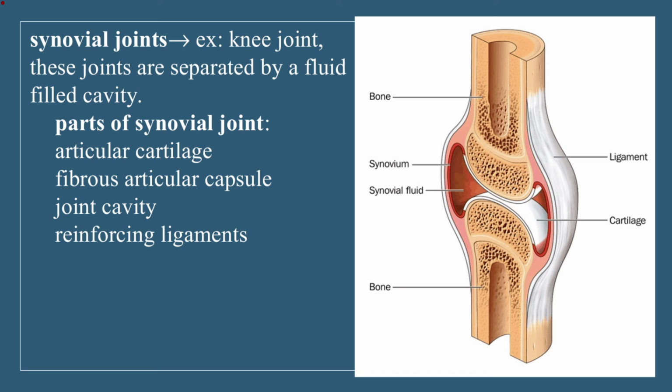Synovial joint is the main one that we focus on, that we look a lot at. So, example, knee joint. It could be elbow joint. It could be the shoulder joint. It could be the hip joint. Fingers and toes. All of those joints are considered synovial joints. And so this is a general makeup of those joints.